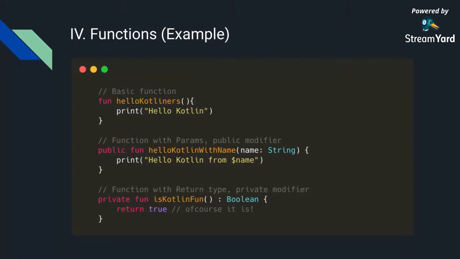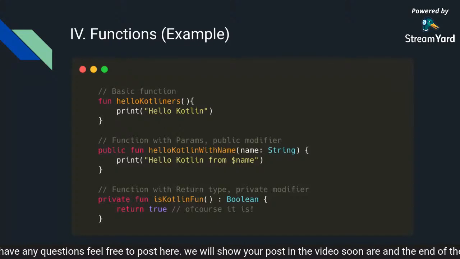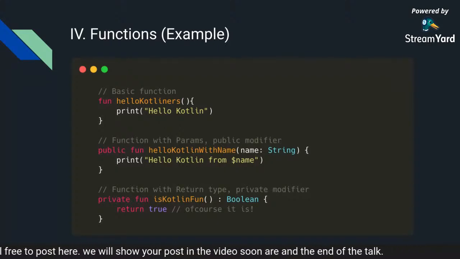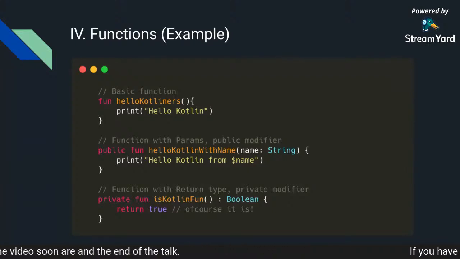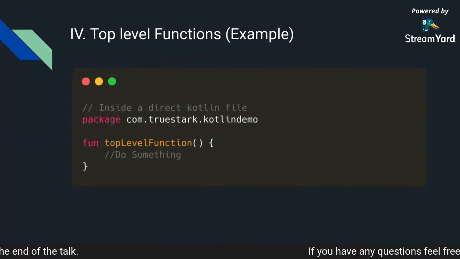Okay, so that is about functions. And notice how I've put public and private modifiers. So if you want to put a modifier for a function, this is how you do that, just the same as Java. You can have public, private, any kind of access level protection you want to put on a method. So these are functions.